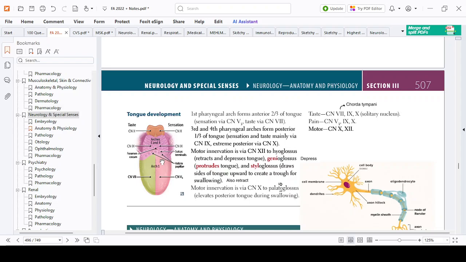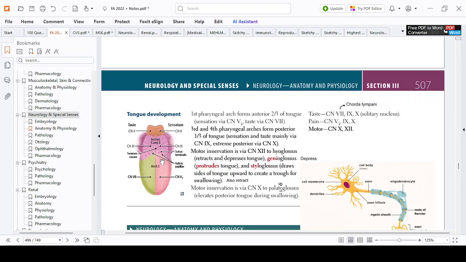The special sensation is by the chorda tympani of the facial nerve, while the general sensation is by the, V3, no, not V3, the glossopharyngeal nerve. So the anterior 2/3 of the tongue is supplied by the facial nerve, special sensation chorda tympani, general sensation glossopharyngeal nerve. Posterior 1/3, both general and special, is carried by the vagus nerve. No, the glossopharyngeal nerve.